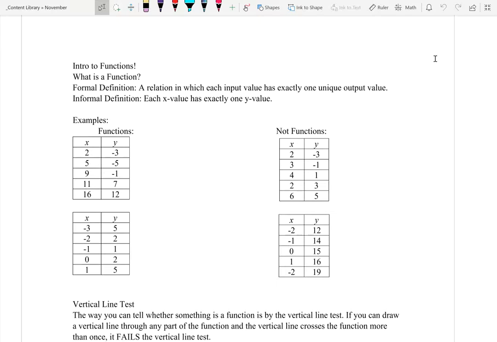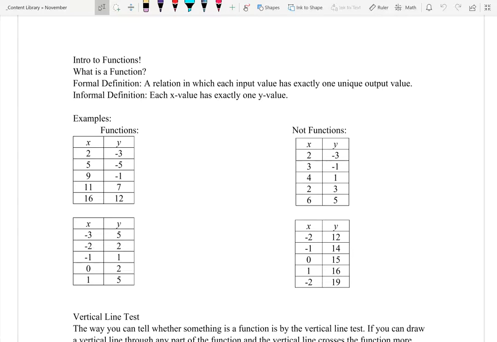So what is a function? In class, I made you write this out. A formal definition is that a function is a relation in which each input value has exactly one unique output value. An informal definition is each x value has exactly one y value. Now, that does not go the other way around. It's not saying that each y value has exactly one x, okay?